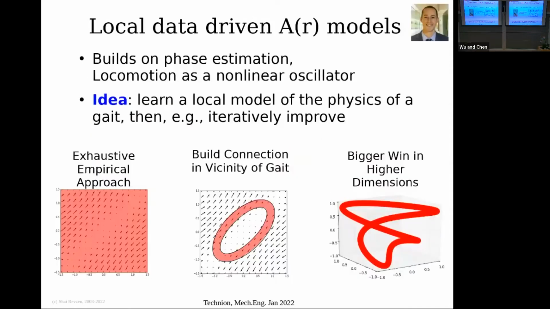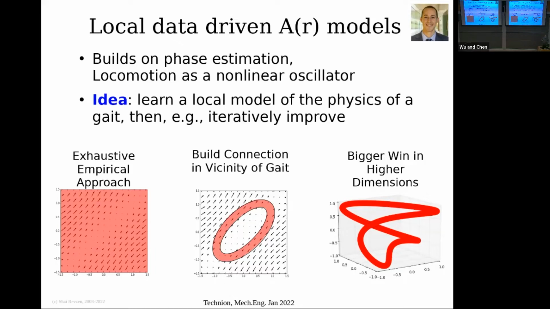And so my student Brian and I came up with the idea of using phase reduction, phase estimation, to build a local model of the physics instead of a global model of the physics. So we have a gait. The gait is a cycle through state space. Along the cycle, there's one variable which causes nonlinear changes because it changes on a large scale. But perturbations slightly off the gait are small. And because they're small, we can use a series approximation to build the connection's dependence on these small perturbations.